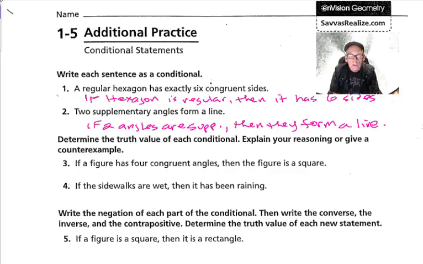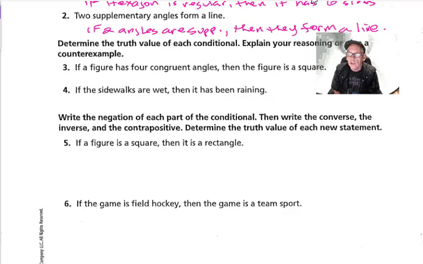Let's look at the next ones. Determine the truth value of each conditional. Explain your reasoning or give a counterexample. So if we can find a counterexample, it's going to be false. So if a figure has 4 congruent angles, then the figure is a square. Now a square does have 4 congruent angles. What other shapes have 4 congruent angles? What about a rectangle? A rectangle has opposite sides congruent and has 4 right angles. A square has all sides congruent and has 4 right angles. So the rectangle would be a counterexample.